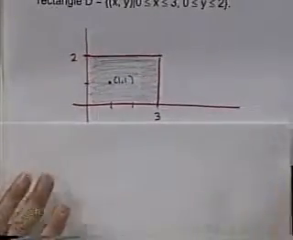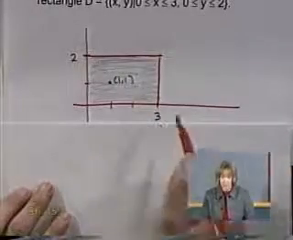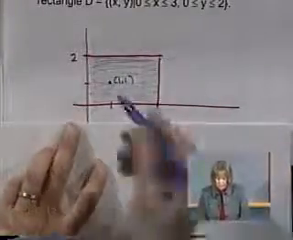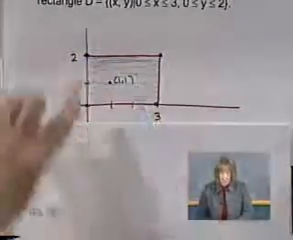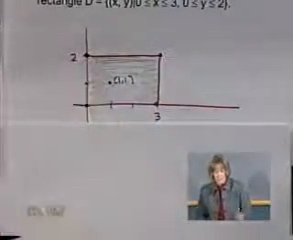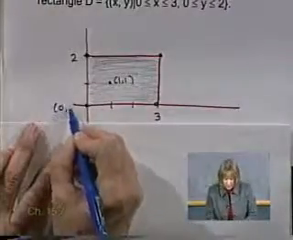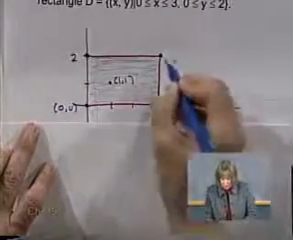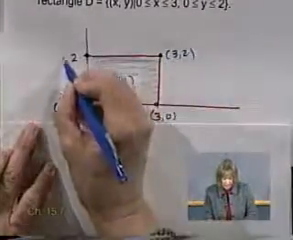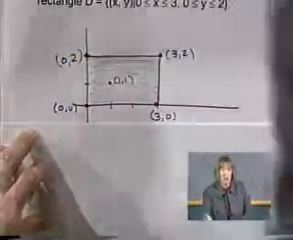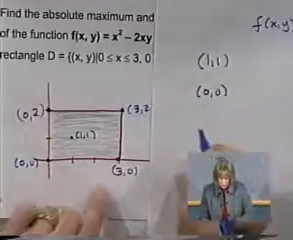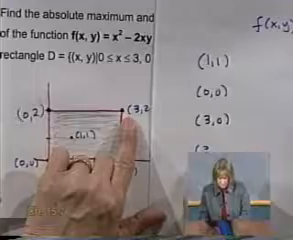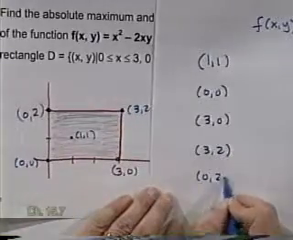Now, this is something different. We now have to check the border. How are we going to check the border? First of all, at the edges where you have corners, weird things could always happen at the corners. So we're going to throw all the corners in as points to check. This point right here is (0,0). This point is (3,0). This point is (3,2). And this point right here is (0,2). So we're going to check (0,0), (3,0), (3,2), and (0,2).